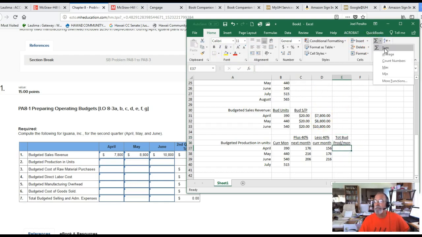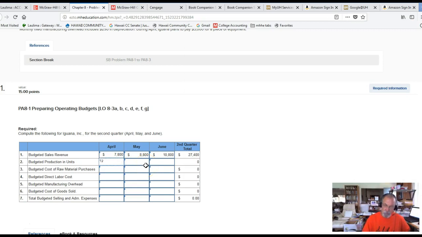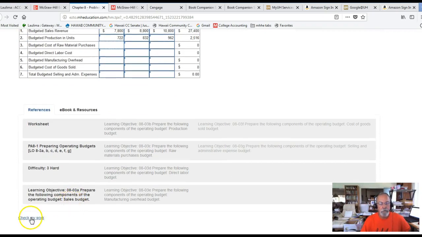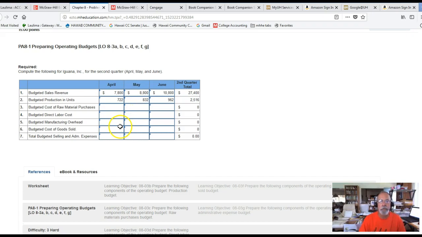If we sum it, 722, 832, and what was that last number? 962. Okay. And let's check my work. And it's showing as incorrect. And this might be where that problem is. Budgeted production in units. I need to double check this. Hold on a second.